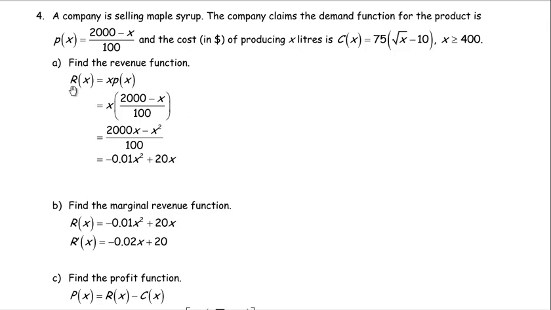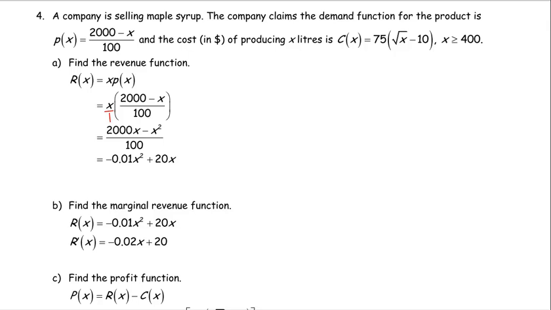So in A, find the revenue function. Revenue is the price that you're getting multiplied by the number that you sell. So it's x times P of x. So we take our P of x function here and multiply it by x. Now remember, x is the same as x over 1. So when you multiply the numerator by the numerator, that'd be 2000x, and x times negative x is negative x squared. 100 times the 1 in the denominator, of course, is 100.